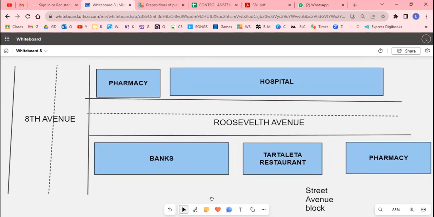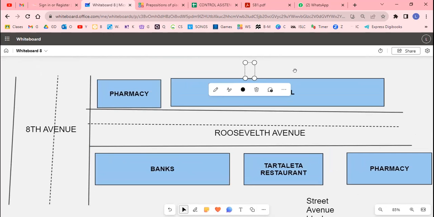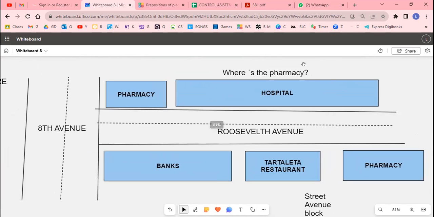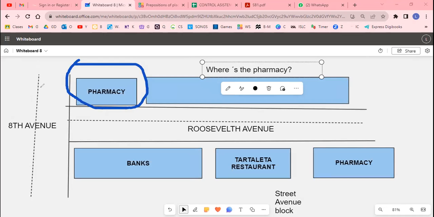Vale. Ahora bien, la pregunta que vamos a utilizar para saber de algún lugar, vamos a decir, where is the pharmacy, for example? Where is the pharmacy? Ahora bien, yo vi que algunos ya le entendían, pero no hay problema, vamos a hacerlo otra vez, ¿ok? But where is the pharmacy? Como pueden ver por acá, está en la esquina de la 8th Avenue, pero también está sobre la Roosevelt Avenue.